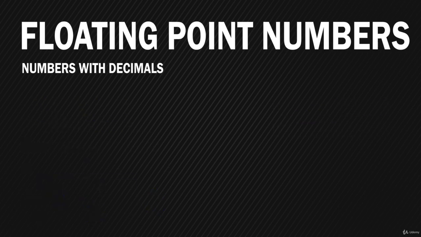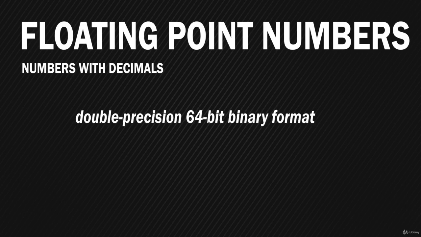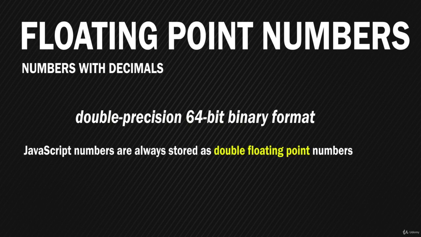But what exactly is a floating number? Well, according to the ECMAScript standard, there's only one type of number, and that number is called a double precision 64-bit binary value. That's what the number is. And this number is used to store both integers and fractions, and it's the equivalent of a double data type in Java and C. So we know JavaScript numbers are always stored as double floating point numbers.